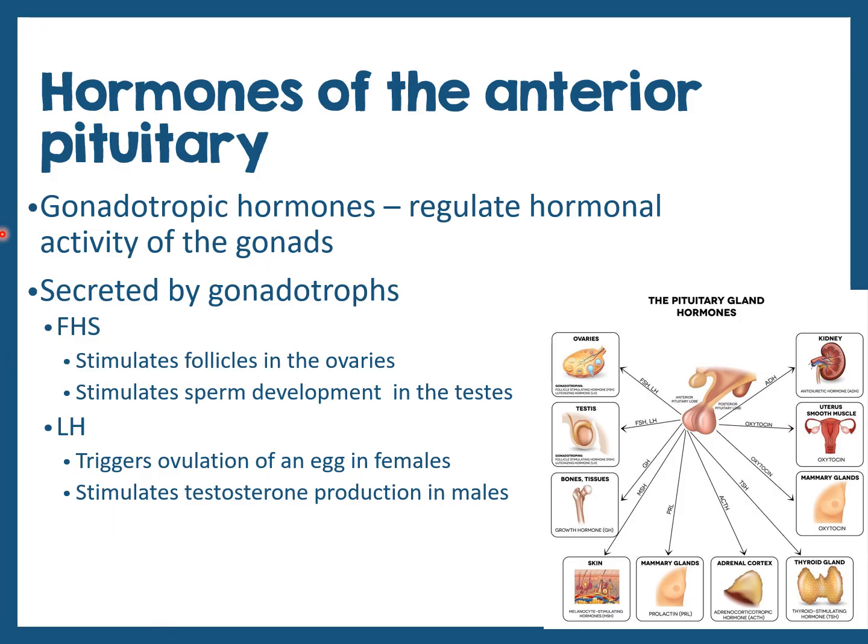So follicle stimulating hormone can be secreted, and in females who have ovaries, those ovaries will be stimulated, which is how it gets its name, follicle stimulating hormone. So it will stimulate the follicles in the ovaries. But in males, they have testes instead of ovaries. So in males, this will stimulate sperm development in the testes. So egg development in the ovaries and sperm development in the testes.